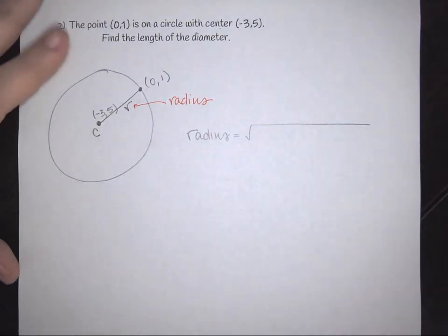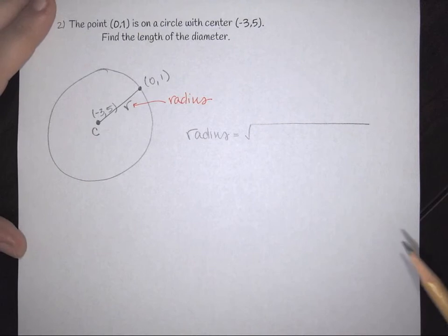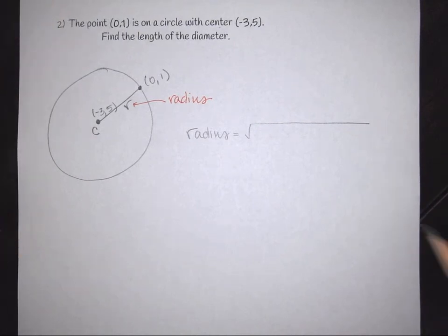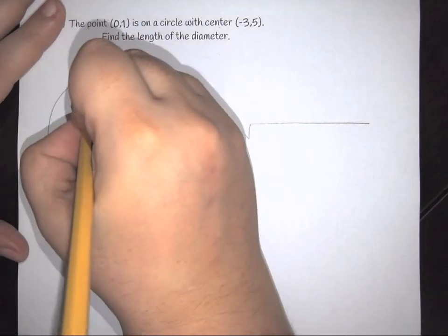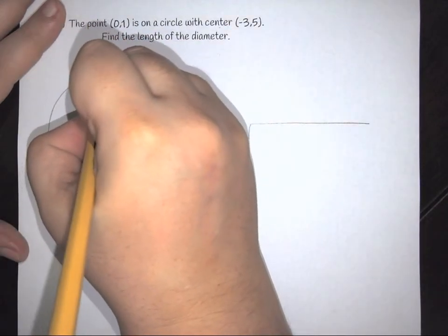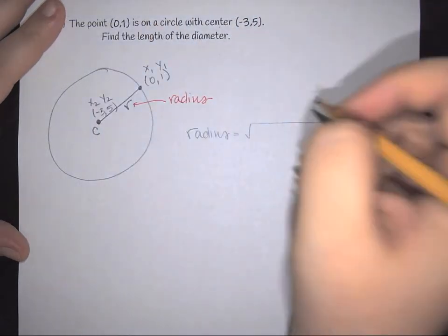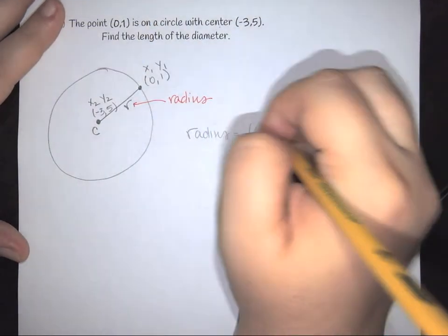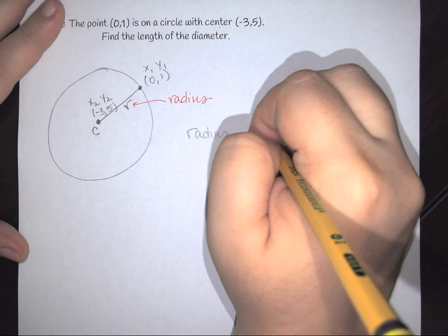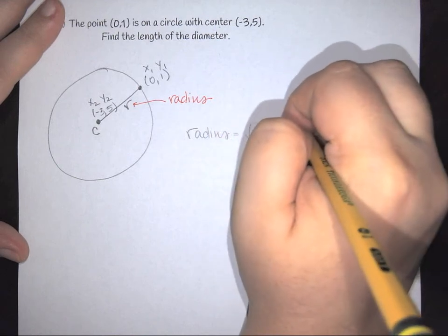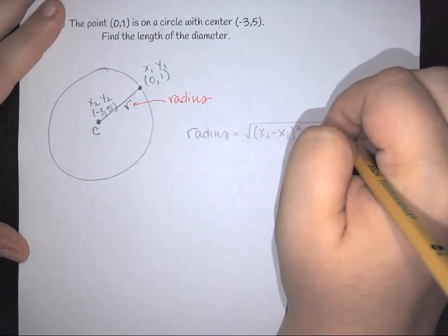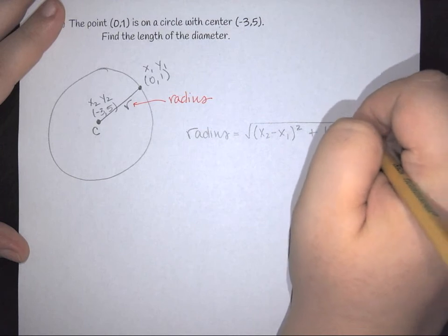We need to decide which is going to be x1, y1. Honestly, it doesn't matter. So I'm going to go ahead and say x2, y2, x1, y1. And then I'm going to put my information in. So this, remember, is x2 minus x1 squared plus y2 minus y1 squared.